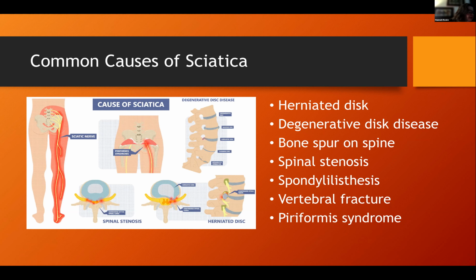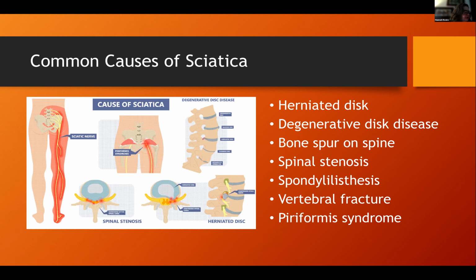Spondylolisthesis. Vertebrae are naturally designed to be stacked on top of each other for stability. But if one vertebrae in the lower back slips forward over the vertebrae below it, it can actually press down on the sciatic nerve. Vertebral fracture, that's spondylolysis. That occurs when part of the vertebrae that forms a joint cracks or fractures, and it can compress a nerve.